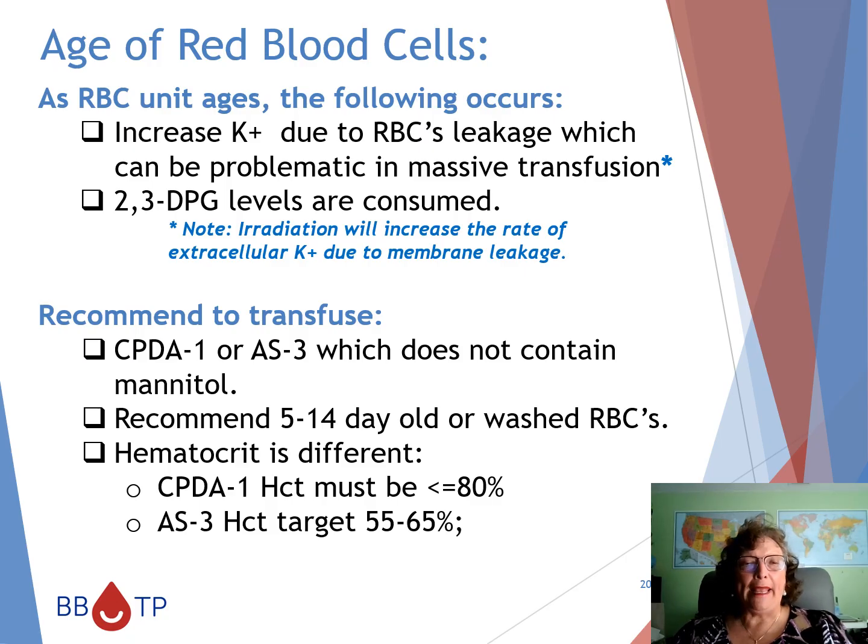When we looked at the age, most define fresh as between 5 to 14 days old. Again, a lot of institutes have gone more to 10 to 14 days, but again, this is institute dependent. And then you also need to look at the hematocrit. The CPDA1 most of the time will have an 80% or greater hematocrit, whereas AS3 has a hematocrit target of 55 to 65%.